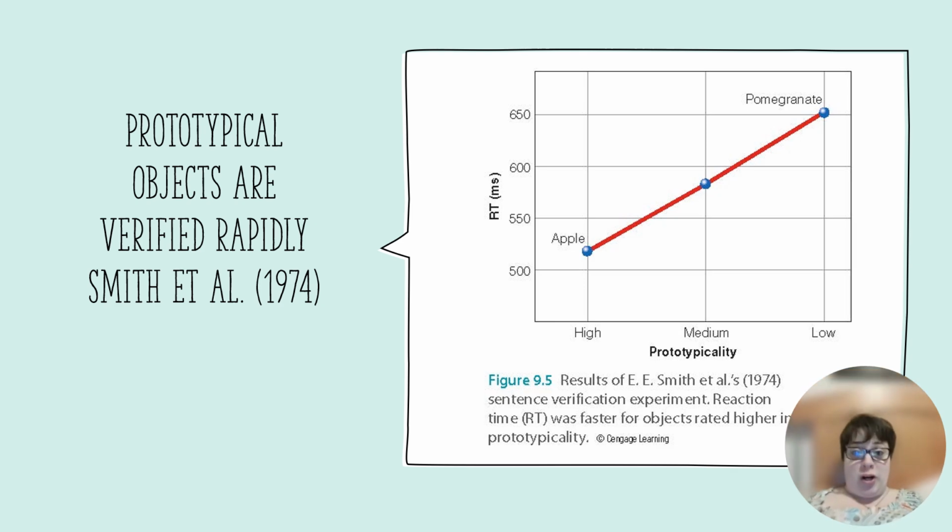So Edward Smith and co-workers in 1974 used the same sentence verification technique that we talked about earlier to determine how rapidly people could answer questions about an object's category. When Smith and co-workers used this technique, they found that participants responded faster for objects that are high in prototypicality, such as the question, is an apple a fruit, than they did for objects that are low in prototypicality, such as, is a pomegranate a fruit? So the ability to judge highly prototypical objects more rapidly is again called the typicality effect. So the more typical an exemplar is to a given category, the faster you're going to be able to do a sentence verification task where you identify that exemplar as a member of the category.